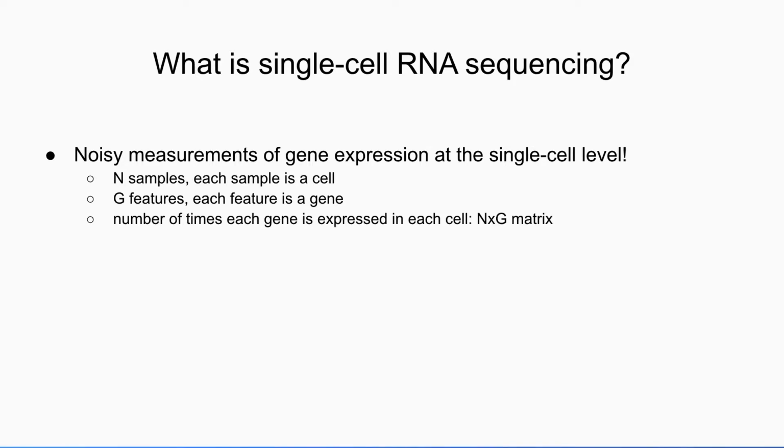So that gives us data which is an n times G matrix, where each entry of the matrix is, for a certain cell and for a certain gene, the count of the number of times the gene was expressed within the cell.